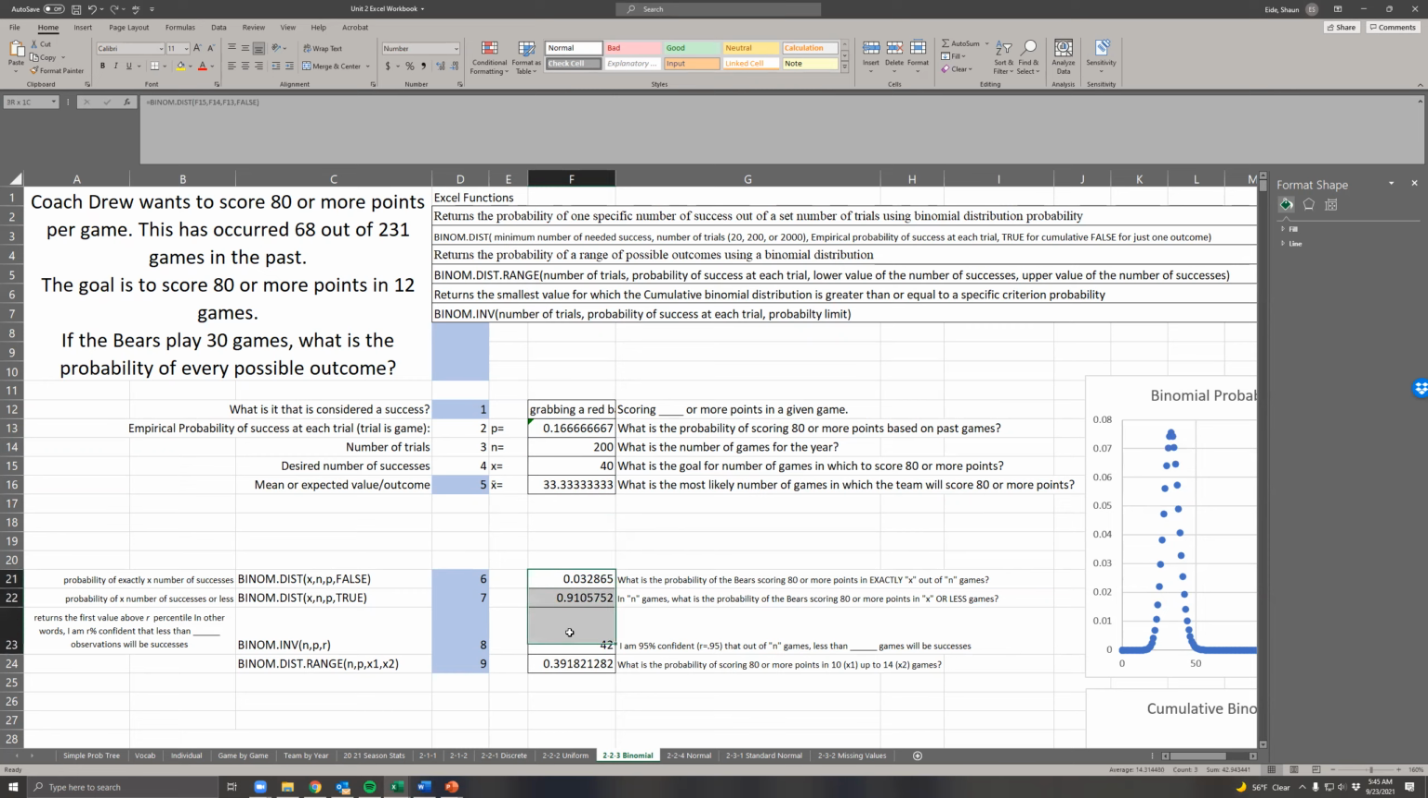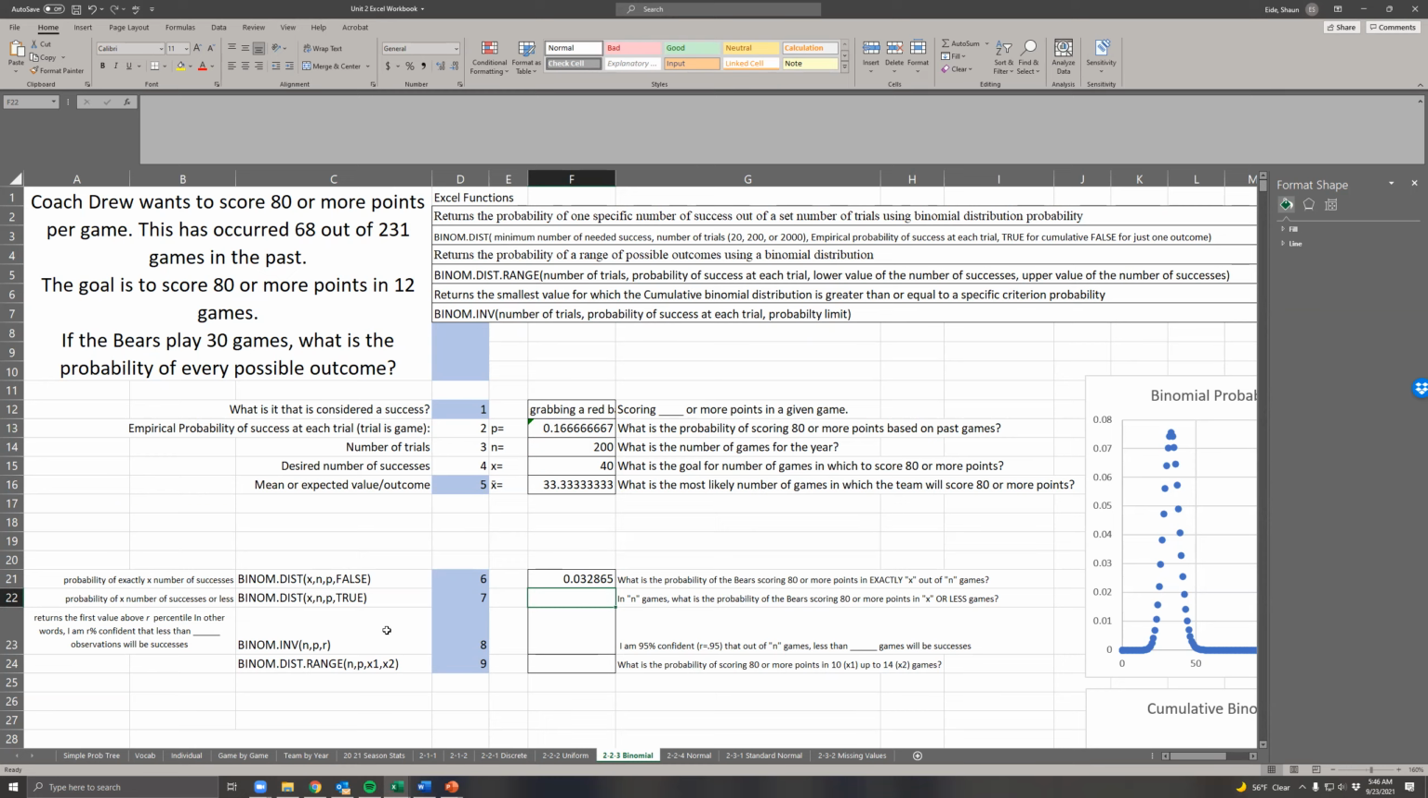So next, coming down here, we do the same exact thing over and over again. What is the probability of exactly 40 balls being chosen? So we're going to do equals binom.dist. We're going to do number S, number of successes, so 40. Then the number of trials, which is 200. And then the probability of success each trial. And then false for saying I want the exact number. So the probability of exactly that is 3.28% or 3.3%.